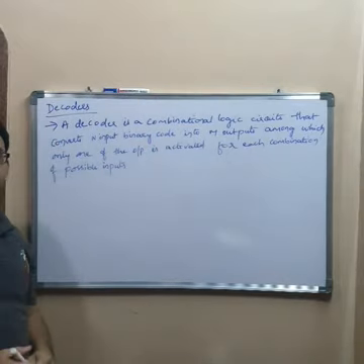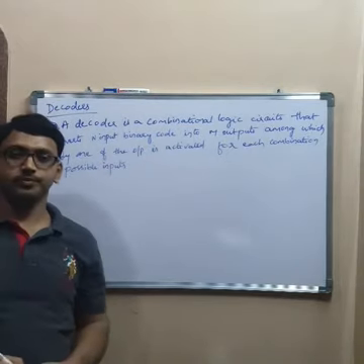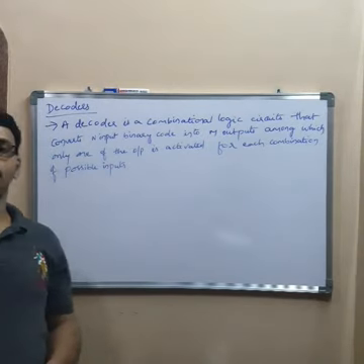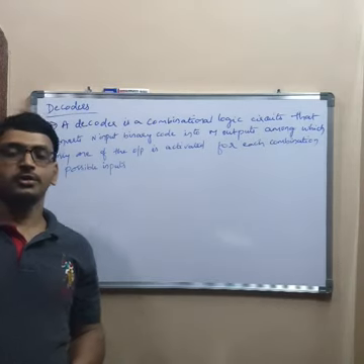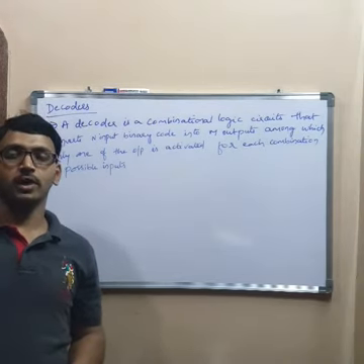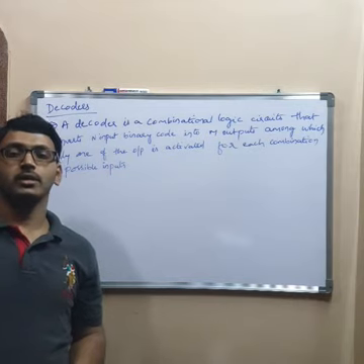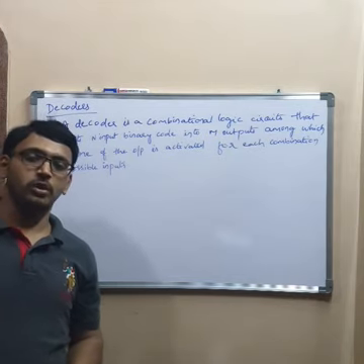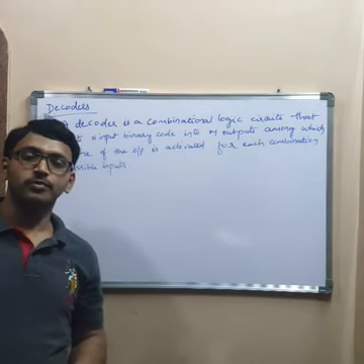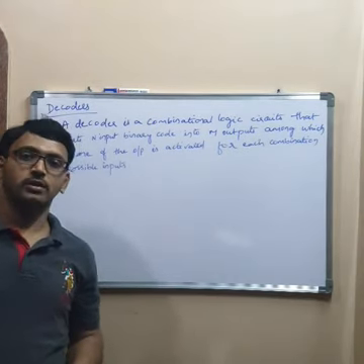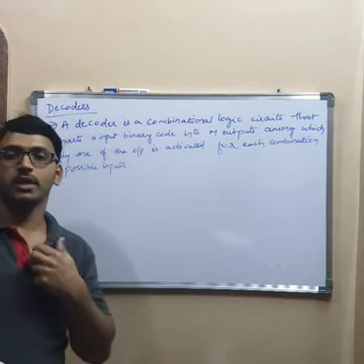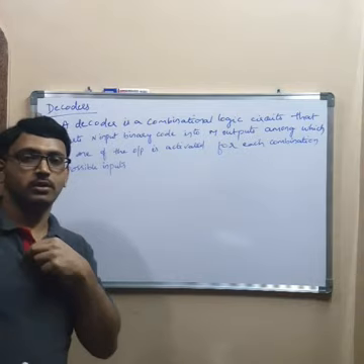So actually a decoder is a combinational logic circuit. It accepts n-bit binary code as input and produces m outputs, out of which only one output is activated for the applied input combination, for each of the possible input combinations. Or in other words, the decoder is a device that recognizes, identifies a particular code, right?